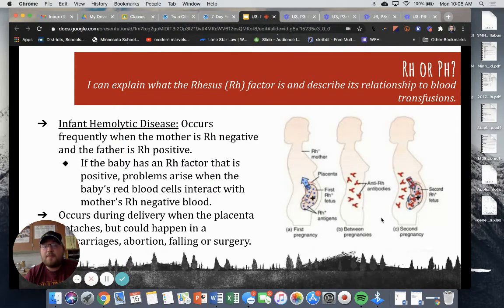But if the baby has an Rh factor that is positive, problems can arise when the baby's red blood cells interact with the mother's Rh negative blood. Okay, this occurs primarily during delivery when the placenta detaches, but this could happen in miscarriages or some type of surgery.